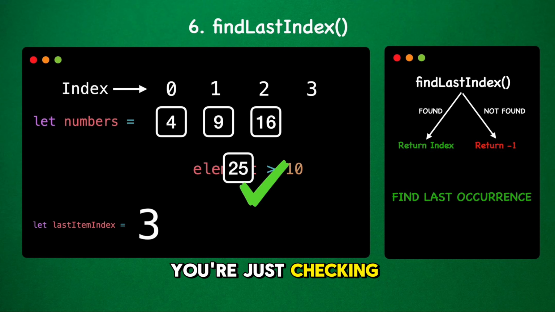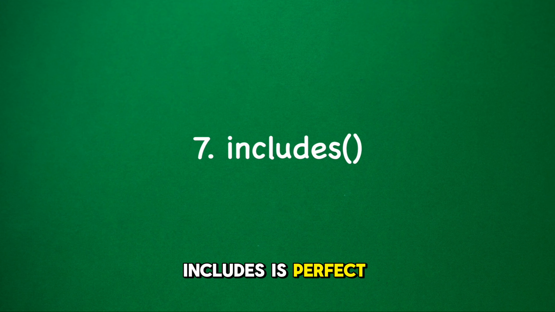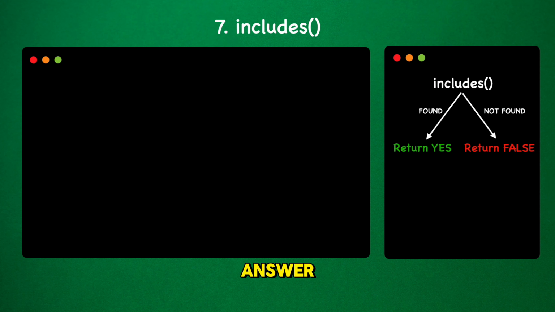But what if you're just checking to see if your fruit basket has mangoes? Includes is perfect for a quick yes or no answer. The includes method is used to check if a certain item is in a list, which in programming is called an array. It gives you a simple yes or no answer. In programming terms, it returns true if the item is there, and false if it's not.